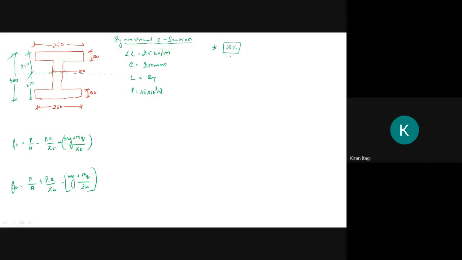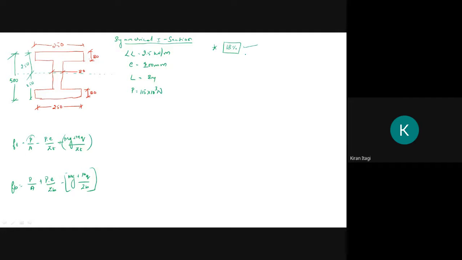What do you mean by losses? While pre-stressing, or after pre-stressing, he says that there is an 18% loss. Then how much P do we have to take? This P, I will tell you while solving.